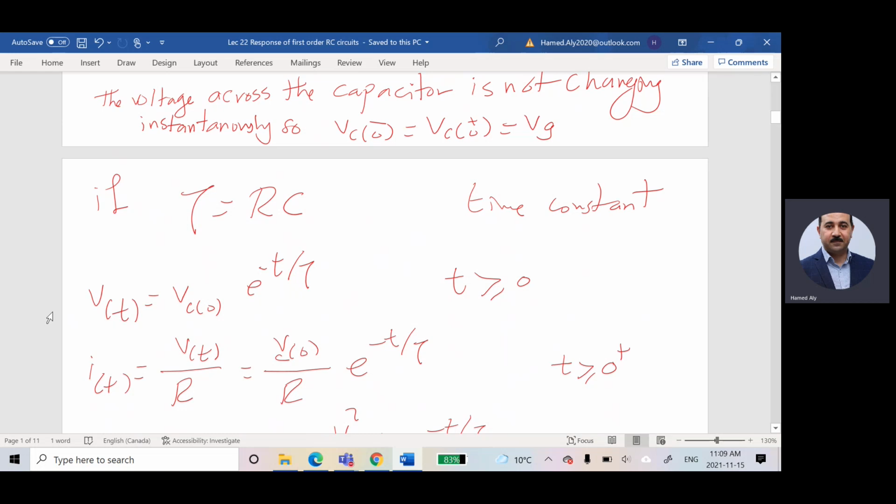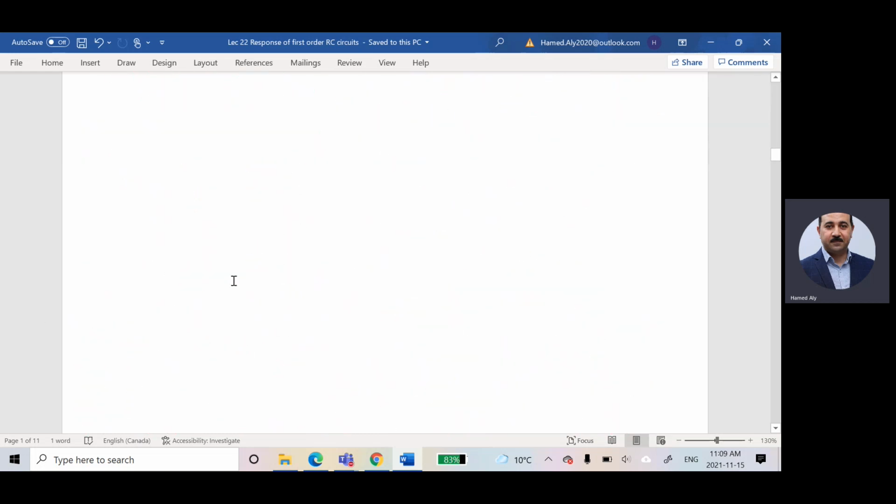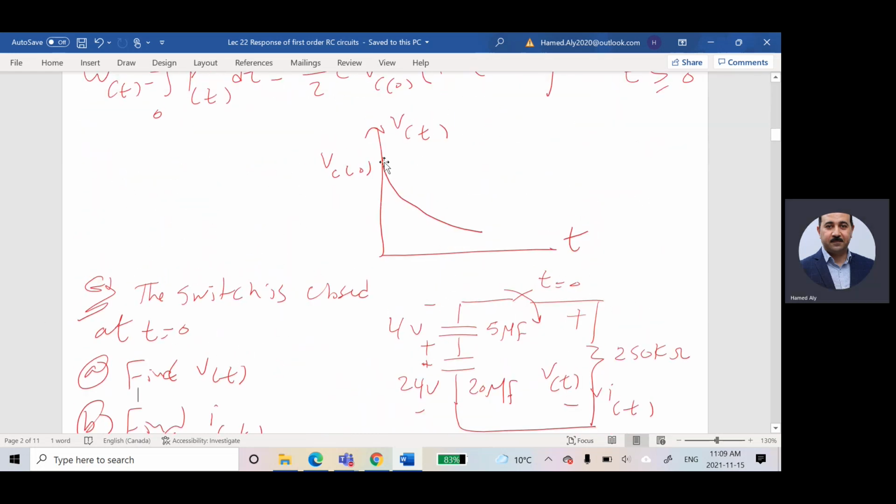So if you would like to draw this equation, you will find that if we started from Vc of 0 here, the capacitor will start to discharge. At t equals a specific value, the charge will be 0. We are assuming it is at t equal to infinity for the capacitor. But infinity doesn't mean infinity. It means the time at which the capacitor will have 0 charge.